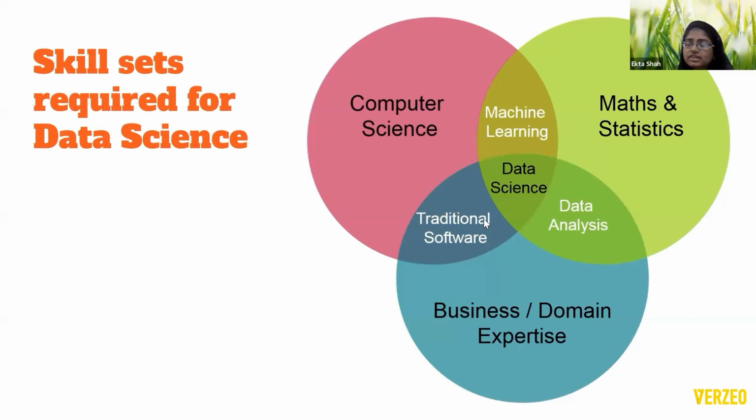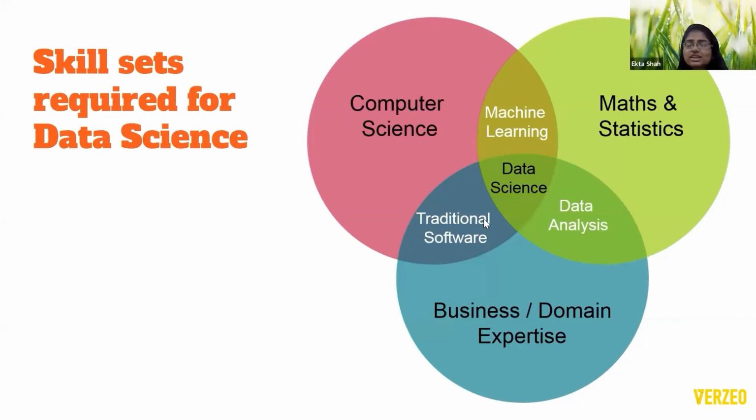Then on the next bubble on the right hand side, what you have is your maths and statistics. So your maths and statistics consists of your 10th and 12th standard maths, where you'll cover your basic central tendencies, then you'll cover distributions, then you'll cover your probability. All of that you'll cover over here will be under your maths and statistics bubble.